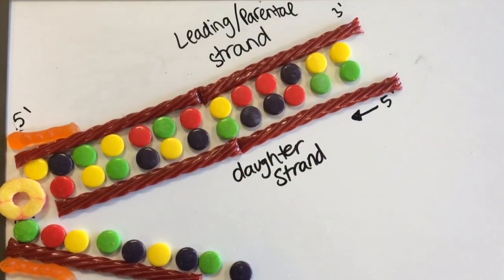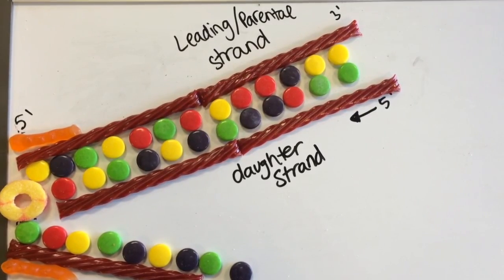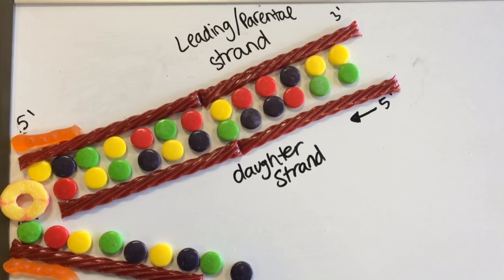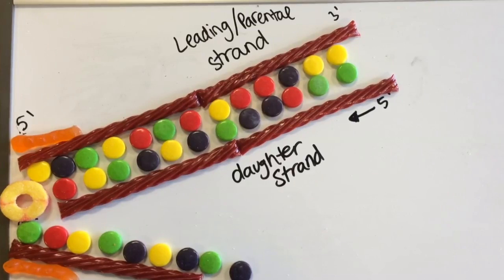Here, replication of the leading strand is shown. This replication is continuous because the parental leading strand is 3' to 5'. Therefore, DNA polymerase can create the daughter strand 5' to 3'.